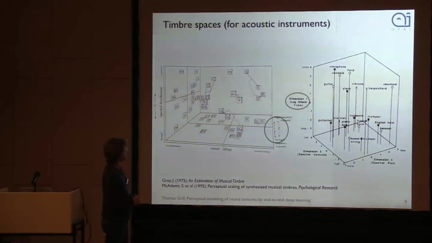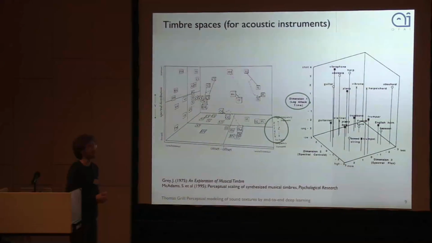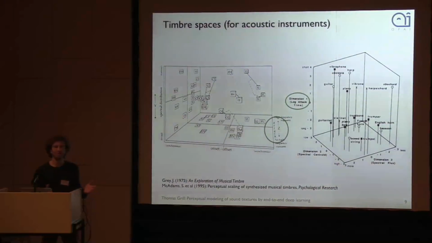The vertical dimension is something called attack time, or in principle the attack of the sound. And of course, in a stationary sound texture, we don't have an attack. The question is, what replaces this axis? Is there something of a quality which replaces this component?